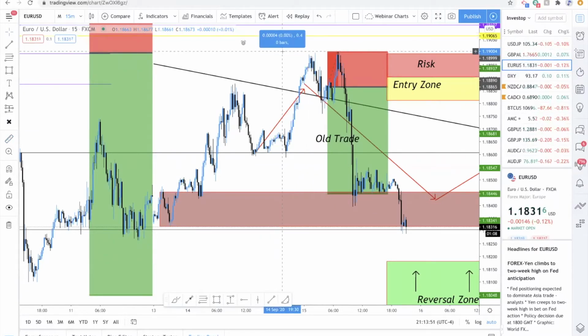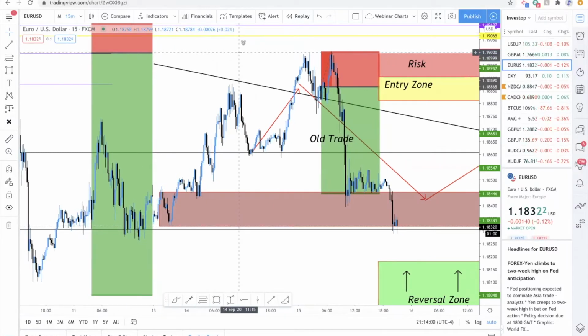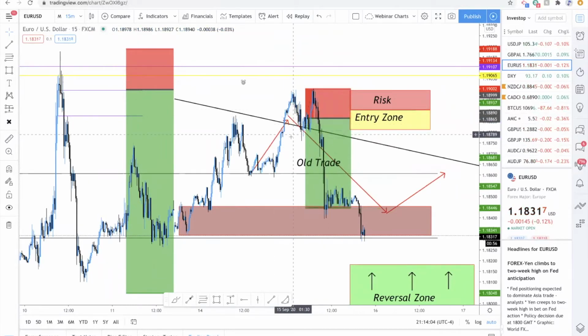So we went about 3.5 pips above the entry zone. That was the drawdown that we had there. Now, in regards to this, remember we canceled this trade. We said this was only for London session.